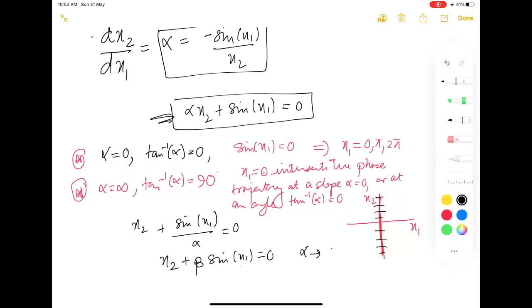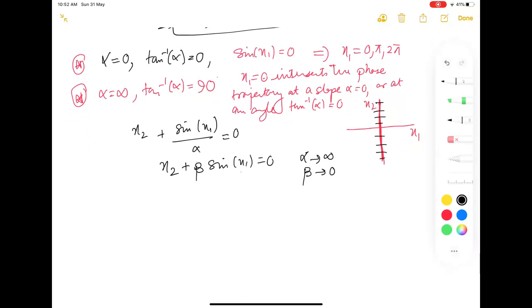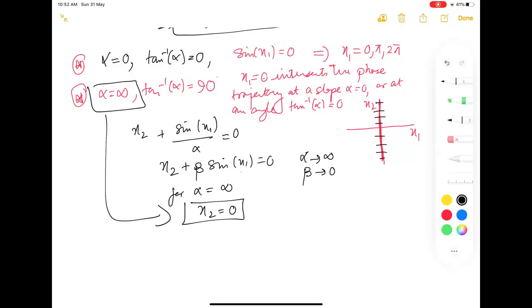So when alpha tends to infinity, beta will tend to 0, which means that for alpha equal to infinity, the equation for the isocline is x2 equal to 0. So the equation for the isocline for alpha equal to infinity is x2 equal to 0. And what is the x2 equal to 0 line? This x1 axis is the x2 equal to 0 line. So the phase portrait intersects this line at 90 degrees because the slope is 90 degrees. So the phase portrait would intersect this line like this, right?